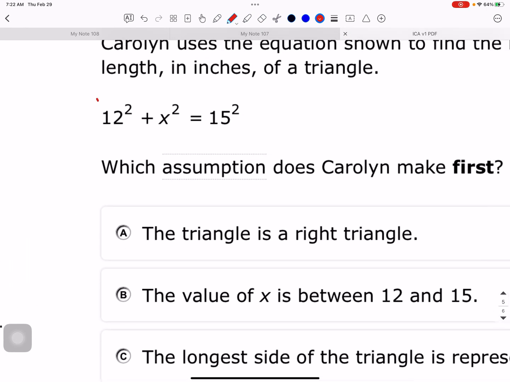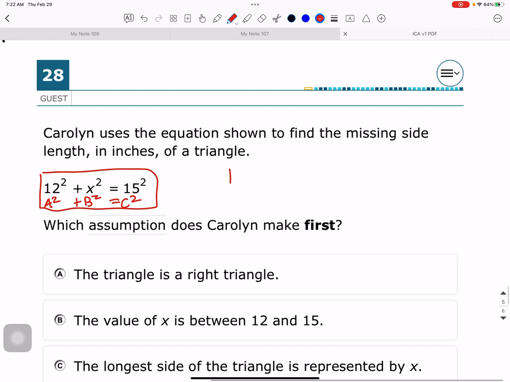Okay, right here, this equation is really a squared plus b squared equals c squared. So looking at this, it looks like they have a right triangle that has 12 and I don't know and 15 because the big guy always has to be the diagonal. But right here it just says a triangle. I don't know that it's a right triangle.